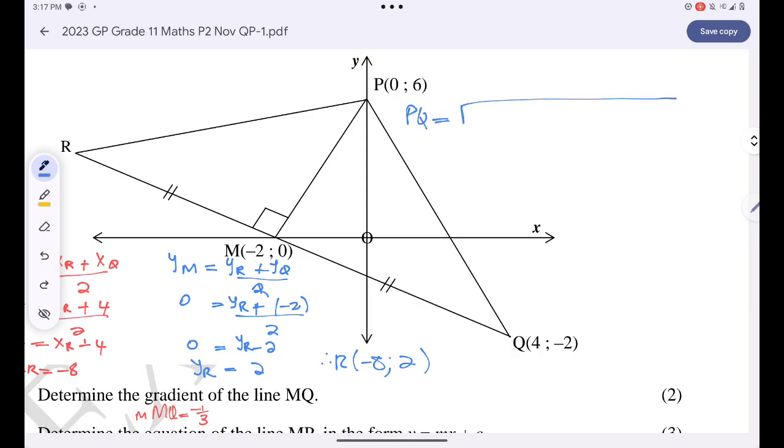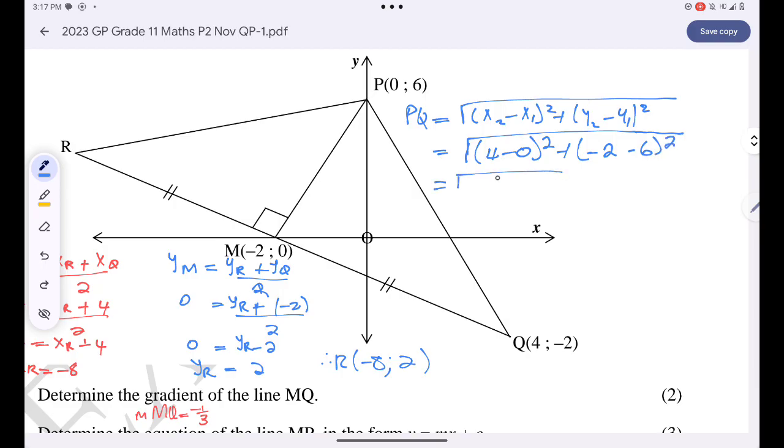PQ is just equal to the square root of x2 minus x1 squared, plus y2 minus y1 all squared. I can take the x value at Q, which is positive 4, minus the x value at P all squared, plus the y value at Q minus the y value at P all squared.